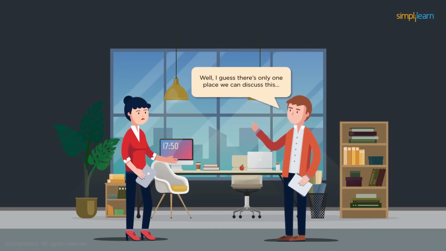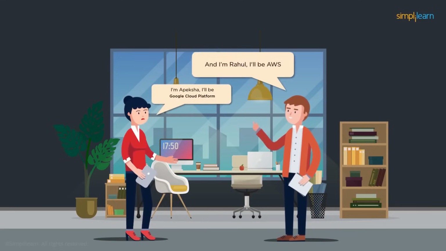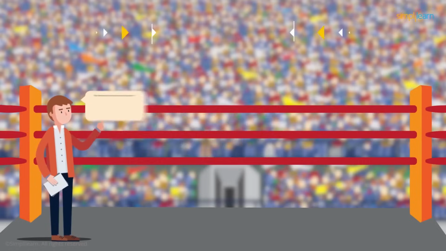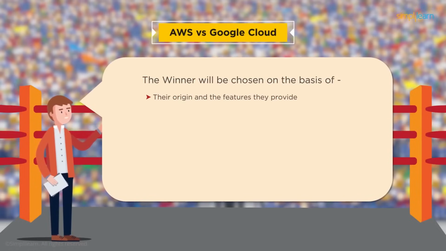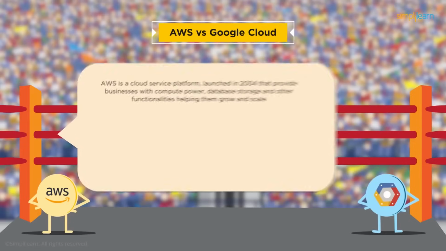Well, I guess there's only one place we can actually discuss this, a boxing ring. So guys, I'm Apeksha and I will be Google Cloud Platform. And I'm Rahul, I'll be AWS. So welcome to Fight Night. This is AWS versus GCP. The winner will be chosen on the basis of their origin and the features they provide, their performance in the present day, and comparing them on the basis of pricing, market share and options, the things they give you for free, and instance configuration.